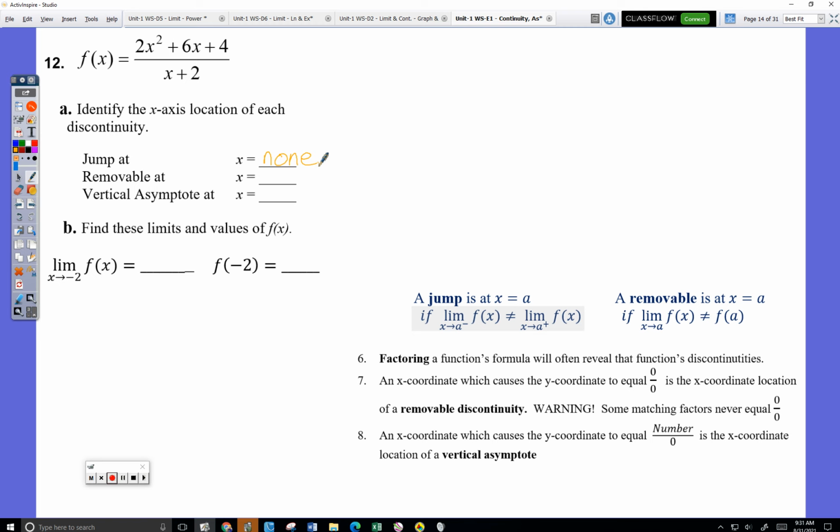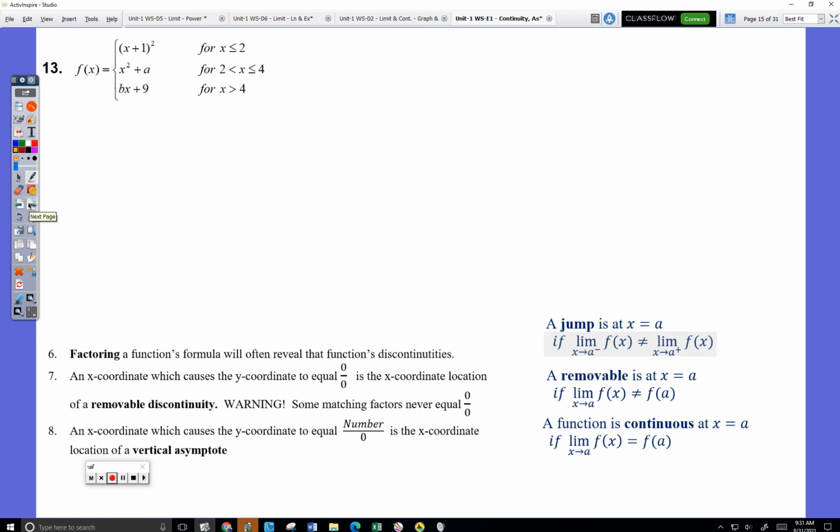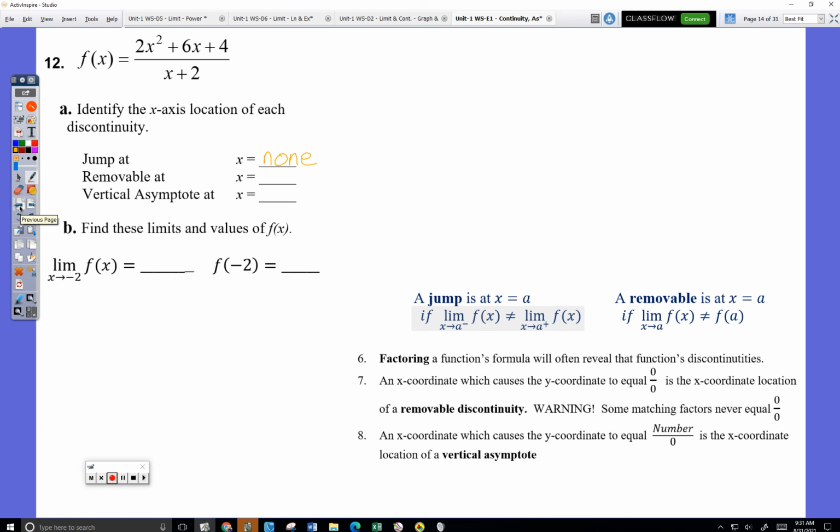So turn in the packet to number 13, Riley. Piecewise means multiple pieces. This has 3 different pieces. Does that make sense? Does that answer your question, Riley? 2 points. Anybody else?